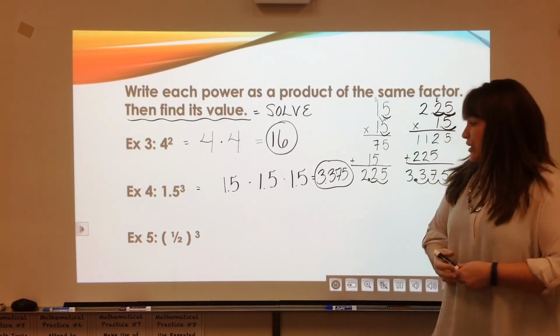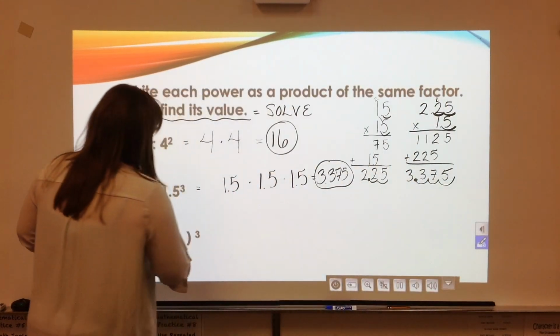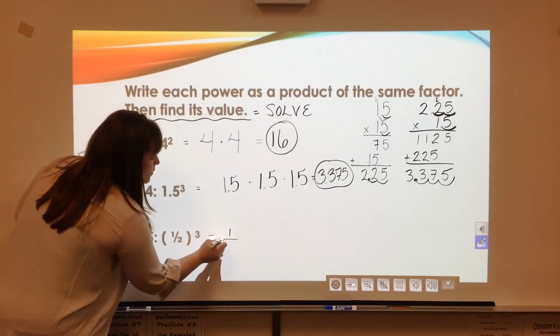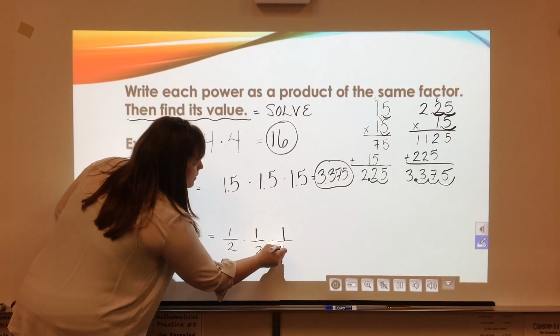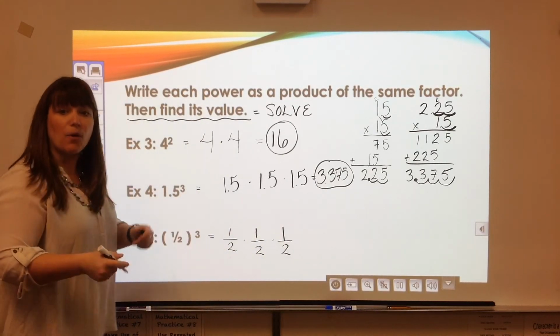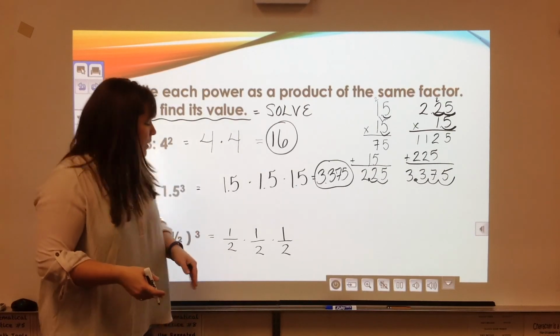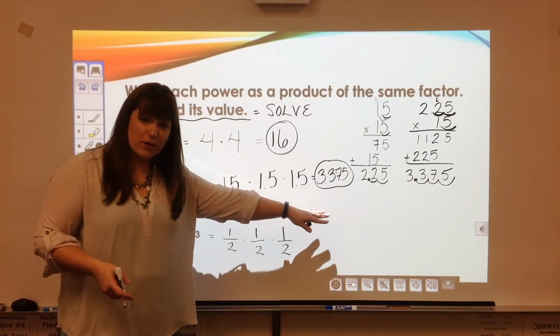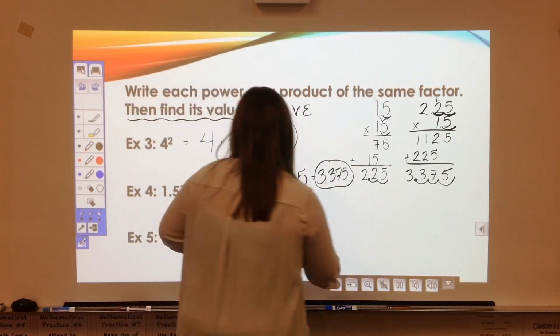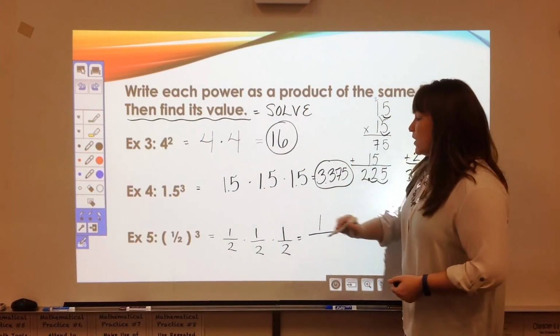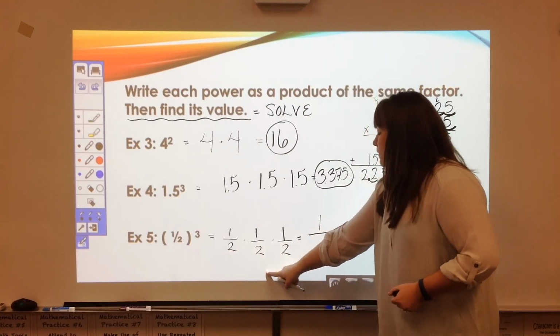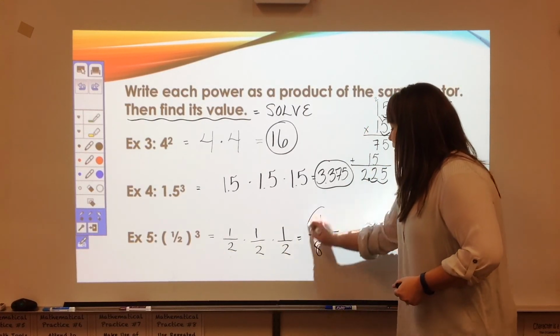Last one is a fraction. So that fraction, 1/2, is our base, what we are going to repeat by multiplying it 3 times. Now, multiplying fractions is not new either. We're going to multiply the numerators across, then multiply the denominators across. 1 times 1 is 1, times 1 is 1, 2 times 2 is 4, 4 times 2 is 8.